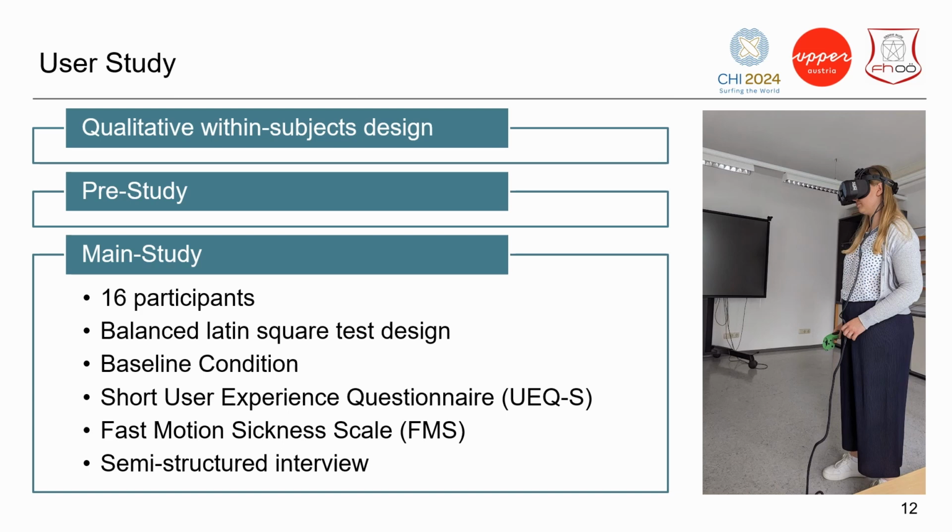For the main study, we used a within-subject design and recruited 16 participants. For counterbalancing, we employed a balanced Latin square test design. For quantitative analysis, we used a short version of the user experience questionnaire to gather comparable scores for user experience. We also employed the fast motion sickness scale to make sure that all participants were feeling well and could abort the study when necessary. After each transition, we conducted a semi-structured interview to gain exploratory insights into efficiency, usage scenarios, emotional response, and spatial orientation.